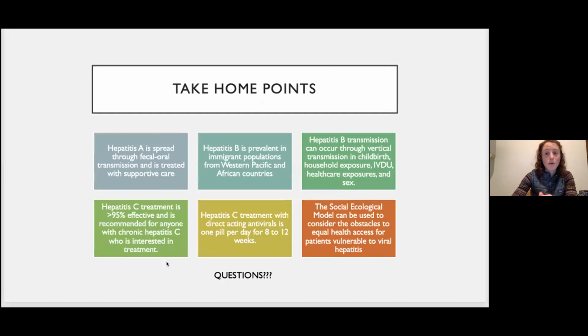So for some take-home points I want to review. Hepatitis A is spread through fecal-oral transmission and is treated with supportive care. Hepatitis B is prevalent in immigrant populations from the Western Pacific and African countries. Hepatitis B transmission can occur through vertical transmission in childbirth, household exposure, intravenous drug use, healthcare exposures, and sex. Hepatitis C treatment is over 95% effective and is recommended for anyone with chronic Hep C who is interested in treatment. Hepatitis C treatment with direct acting antivirals is 1 pill per day for 8 to 12 weeks. And the social ecological model can be used to consider the obstacles to equal access to health for patients vulnerable to viral hepatitis. All right, does anyone have questions?